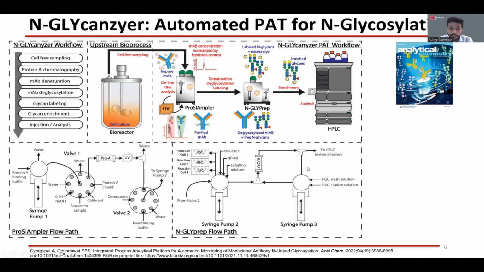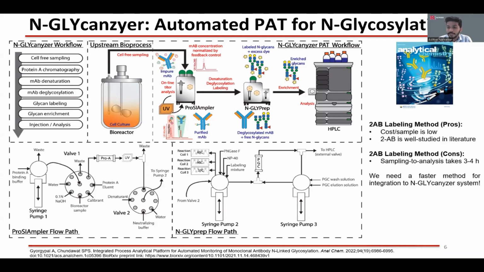Now, this workflow was basically developed using a well-known 2AB labeling chemistry for the glycan analysis. One of the pros of this chemistry is that the cost per sample is low, and it is one of the well-studied chemistries for labeling of glycans.